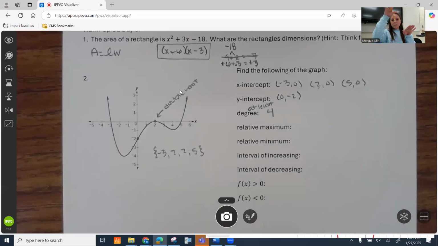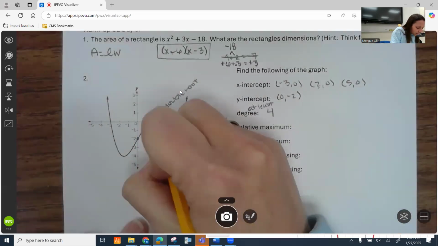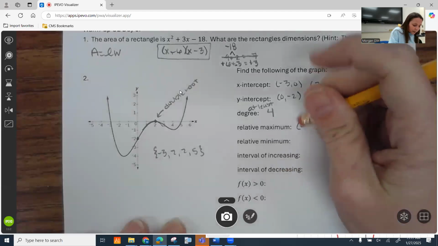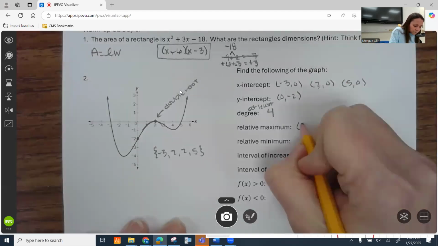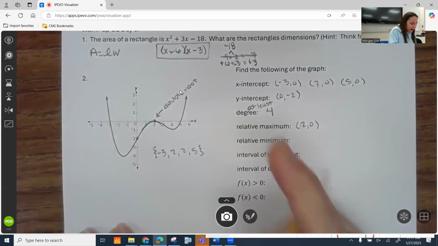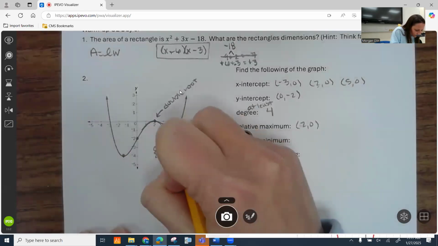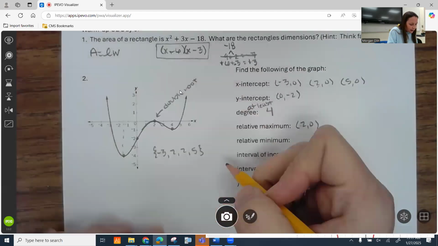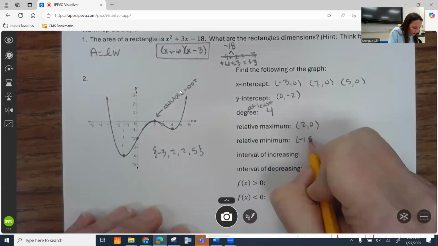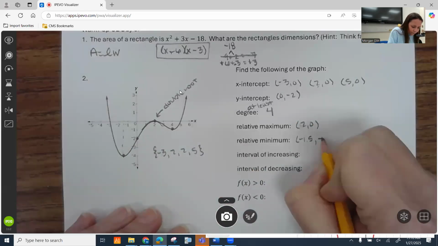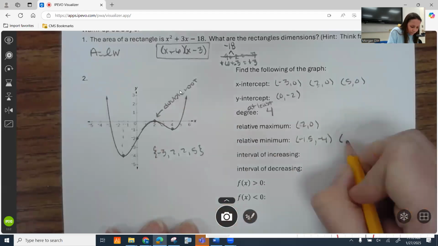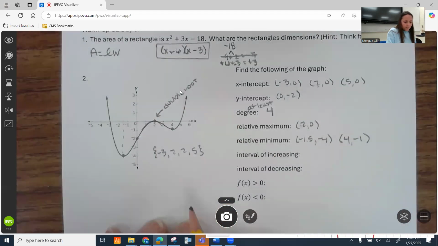Okay, relative max. Max, think of it as increasing and then decreasing. It's got that high point. Relative max is right here. It's not the actual maximum, but it's just relative. So 0, nope, actually the other way around, 2, 0. All right, relative min, I have 2 of them. One is right here and one is right here. We're going to just approximate these. This one, we're going to say it's at -1.5, and then the y value's at -4. My other relative min looks like the x value is 4 and the y value is -1.